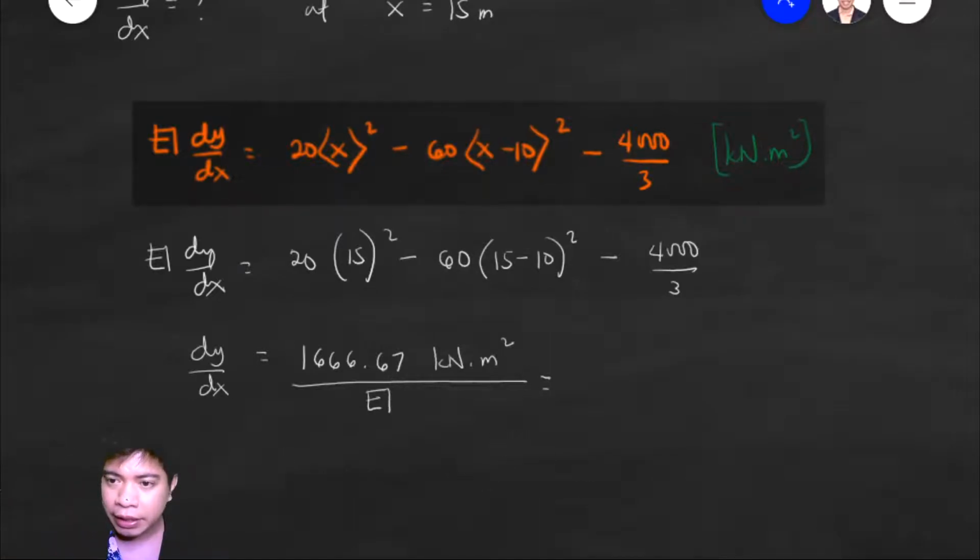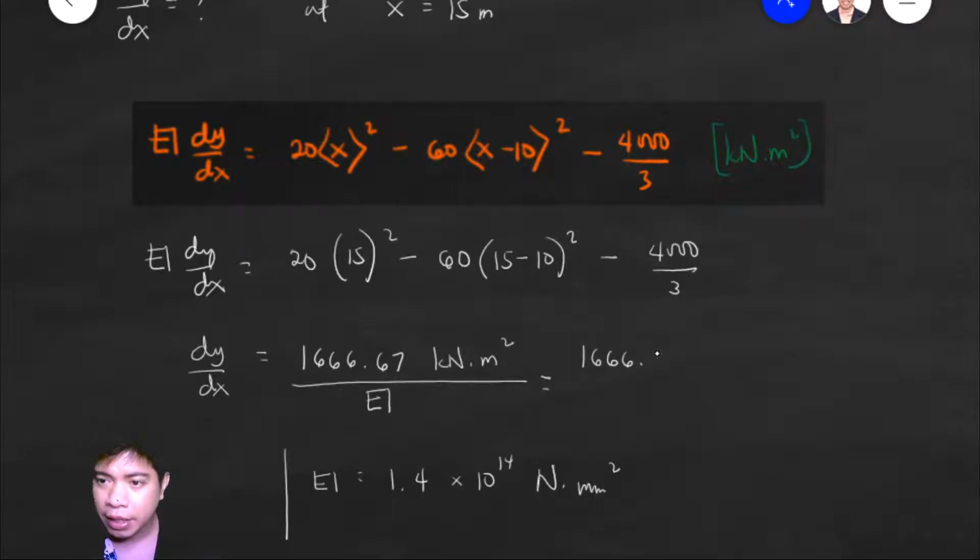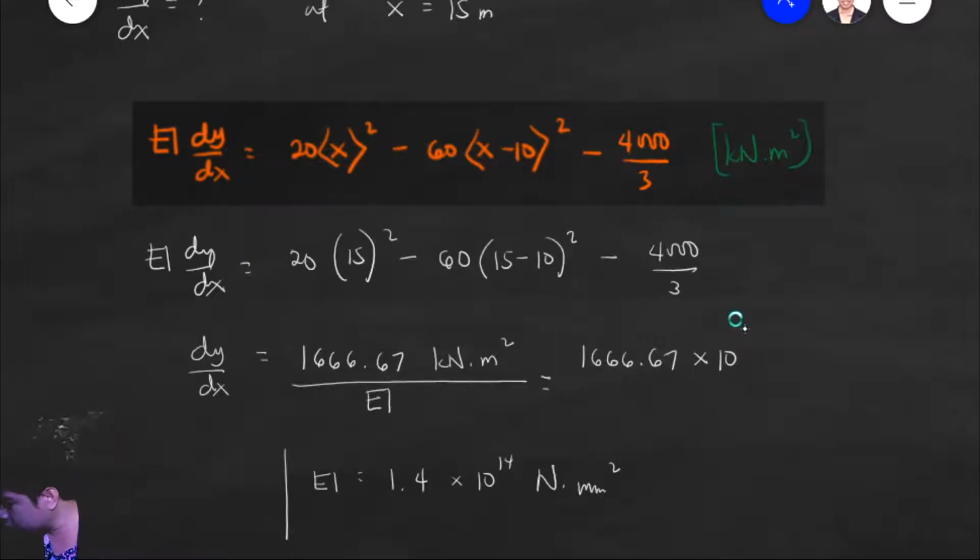So, i-convert natin guys yung nasa taas to Newton square millimeter. So, magiging 1666.67 times 10 to the, yung kilonewton, convert natin to Newton, so times 10 to the 3 yun. Ito merong times 10 to the 6 kasi nakakonvert natin yung meter to millimeter. So, naka-square man siya, so times 10 to the 9 ito guys. Times 10 to the 9.